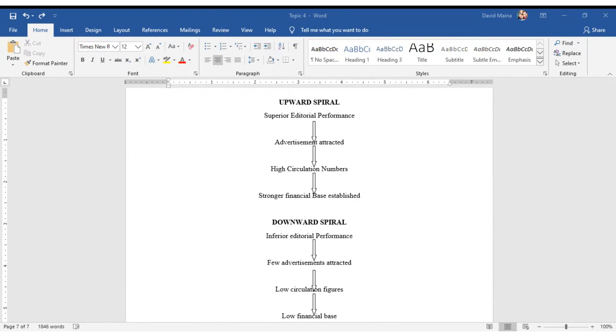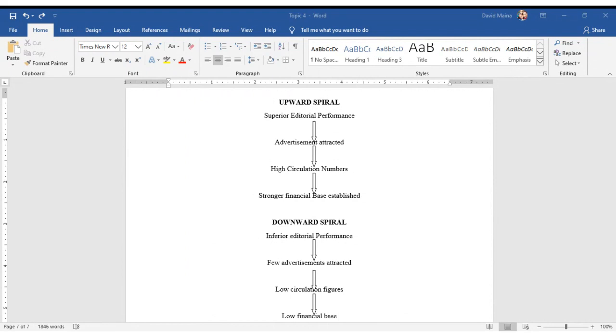So there is high circulation numbers, and then there is a financial basis that is built, is established. So when there is a lot of newspaper being sold, then we get more money in an organization. So we have a stable financial background, a stronger financial base. We establish a very strong financial base.